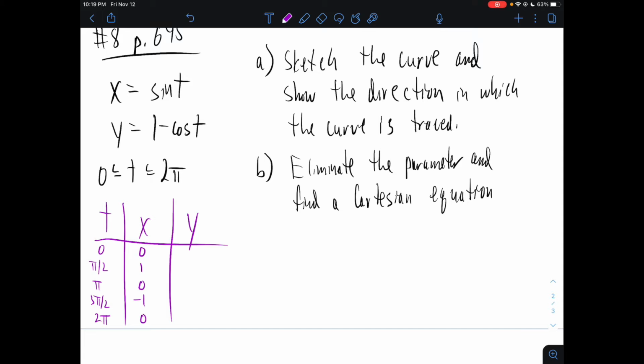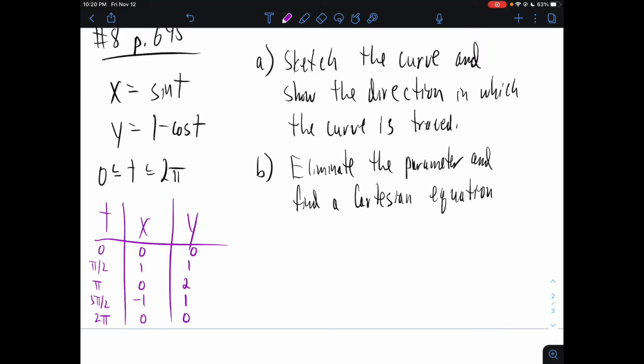Now for y, we have 1 minus cosine t. When t is equal to 0, y will be 1 minus cosine of 0, and 1 minus cosine of 0 is the same thing as 1 minus 1, which is 0. When t is pi over 2, we get 1 minus cosine of pi over 2, which is just going to be 1. When t is pi, we get 1 minus cosine of pi. That's the same thing as 1 minus negative 1, which turns into 2. And then when t is 3 pi over 2, we get 1 minus 0 again, and then we just repeat at 2 pi.